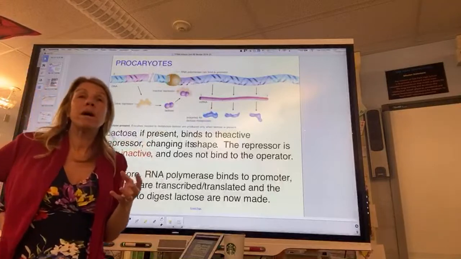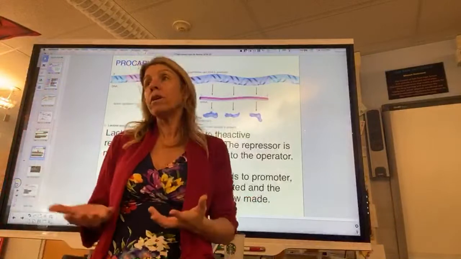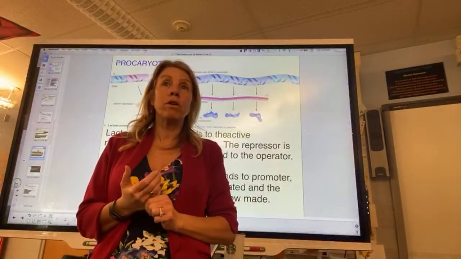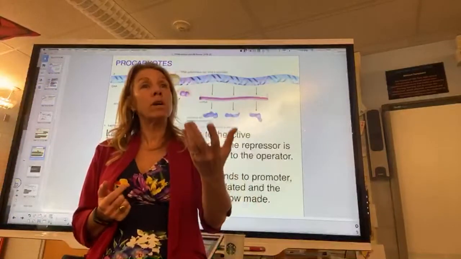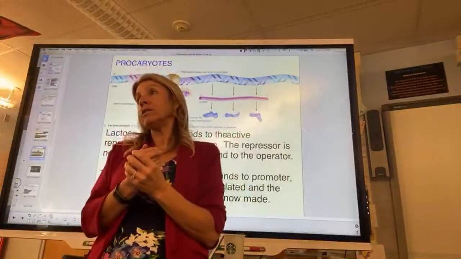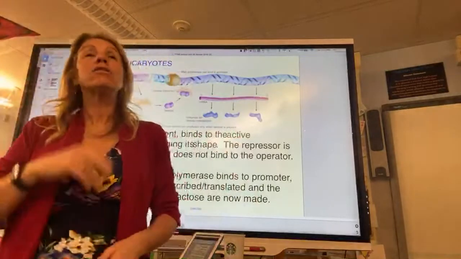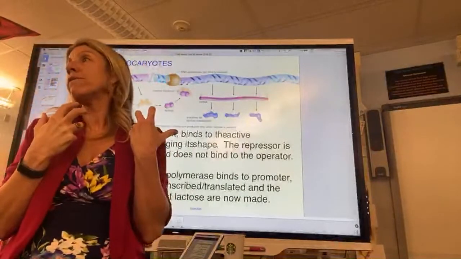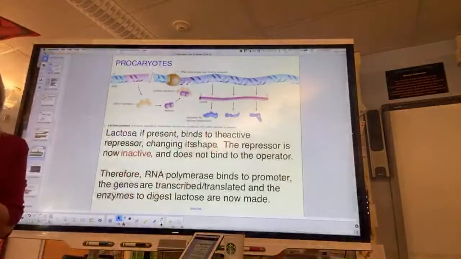Remember we talked about right now in your bedroom, your lights should be off. Is it okay that they're off? Yeah. You don't want them on. It's wasteful if they're on, right? But when lactose shows up to a cell, now you need these enzymes. So when it's present, you flip the switch. Lactose goes over and binds to the repressor, pulls the repressor off, so RNA polymerase can bind to the promoter and you can get those genes transcribed.